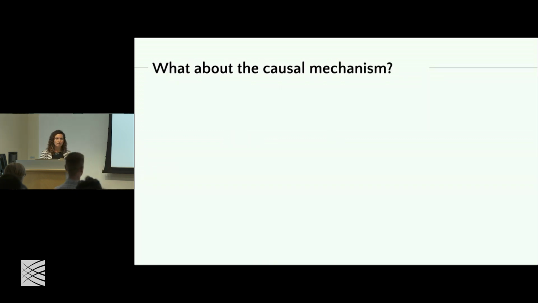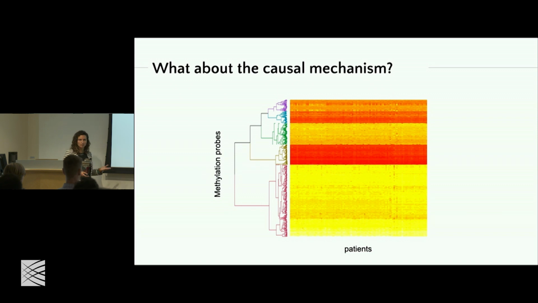And then, of course, the clinicians are asking, what are the probes that are causing this? When we clustered the data, and this is the important point, actually, we saw these clusters. These are patients, and this is methylation. There are 1, 2, 3, 4, 5 clusters in the methylation data.